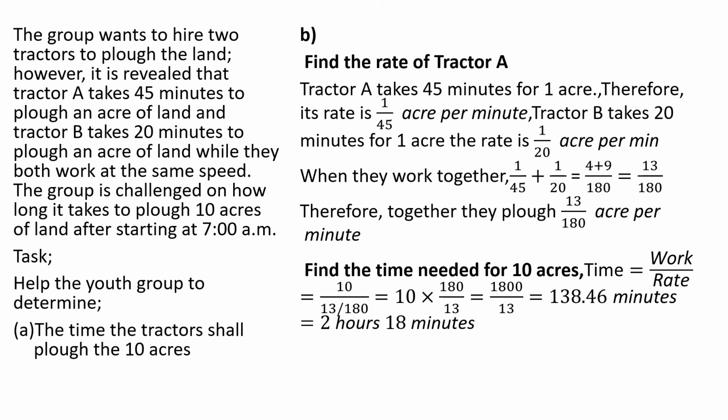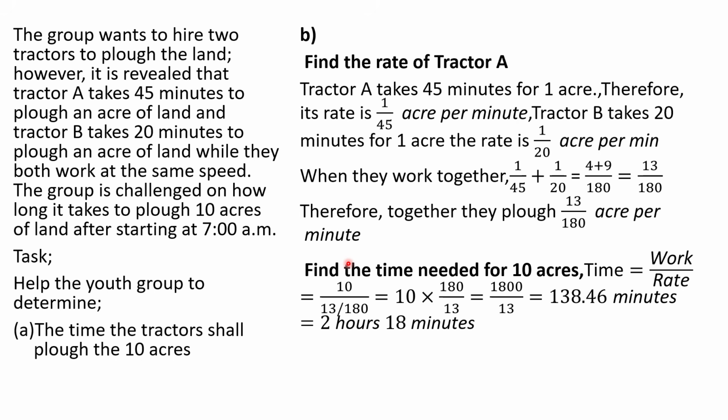So we have 1 out of 45 plus 1 out of 20 is equal to 13 out of 180. Because the LCM will be 180, then 180 divided by 45, I see 4, and then times 1, I get 4, and then come here, 180 divided by 20, I get 9, 9 times 1, I get 9, so the answer is 13 out of 180. So therefore, they plow 13 out of 180 acre per minute.